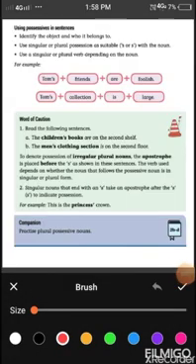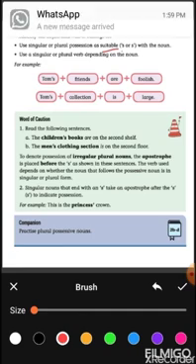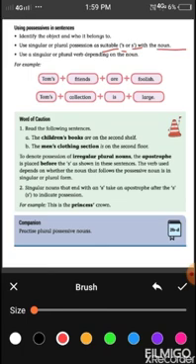Using possessives in sentences. Identify the object and who it belongs to. Use singular or plural possession, as suitable, with the apostrophe before S or the apostrophe after S with the noun. Use a singular or plural verb depending on the noun. For example, Tom's friends are foolish. Tom's collection is large. Can you find the difference?